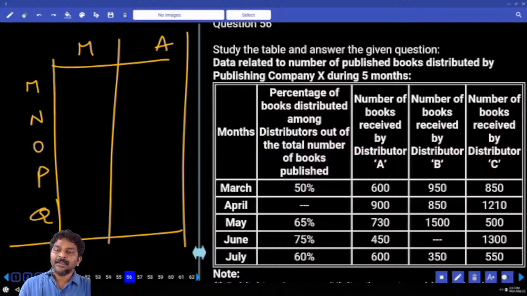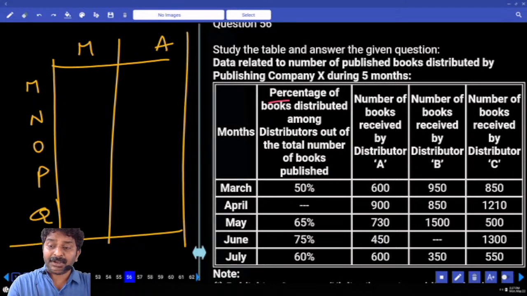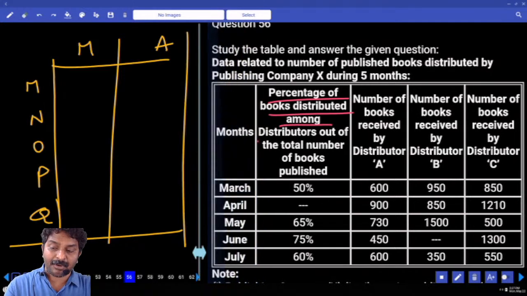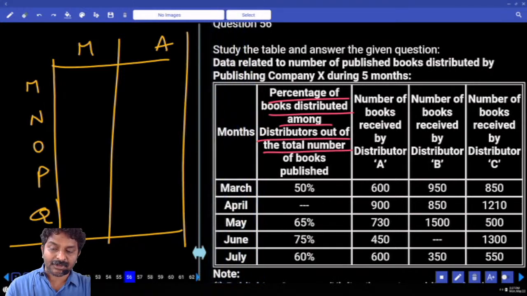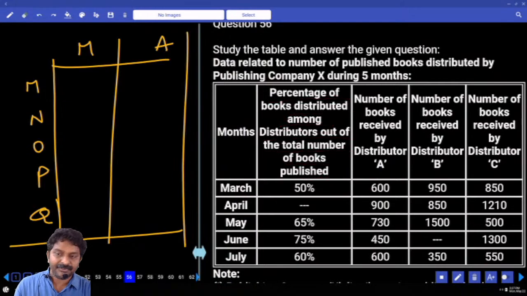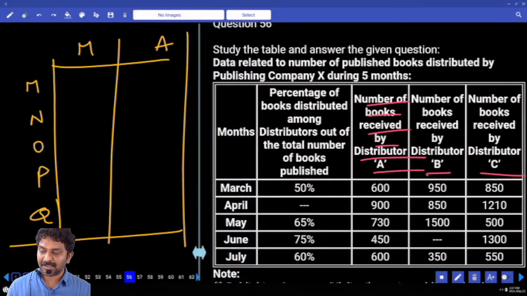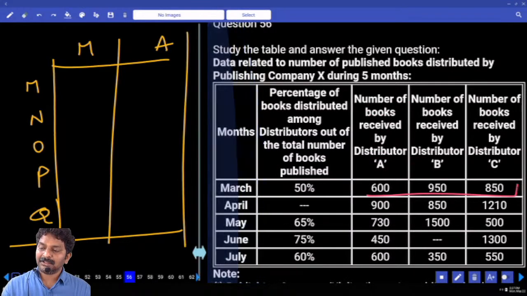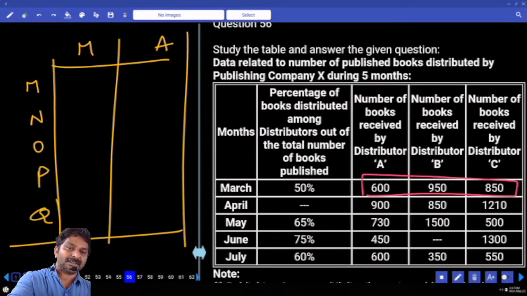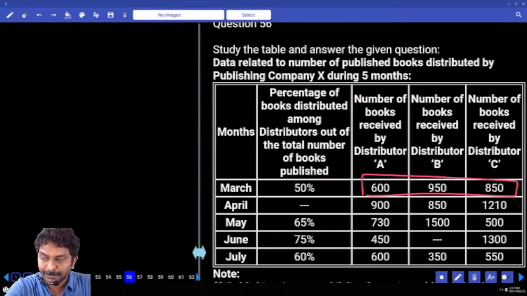Yes. Data related to number of published books distributed by publishing company X during 5 months: March, April, May, June, July. Percentage of books distributed among distributors out of total number of books published is 50%. Number of books received by distributors A, B, C. Now all 3 members together in March month, how many did they receive?